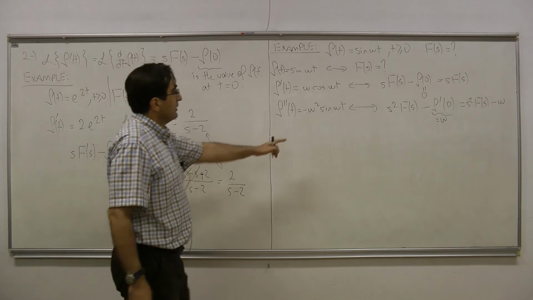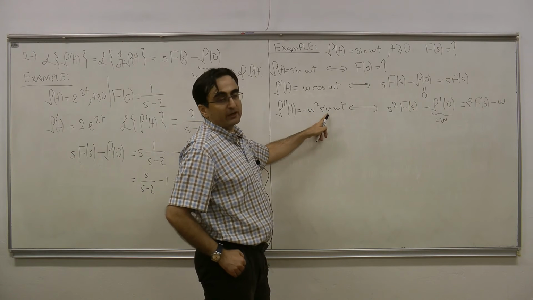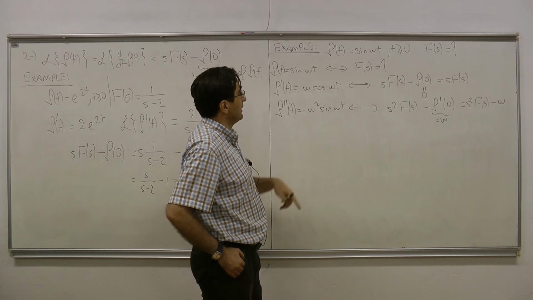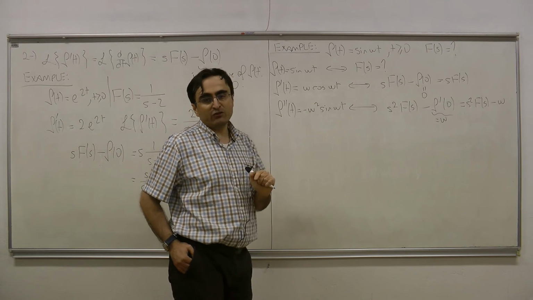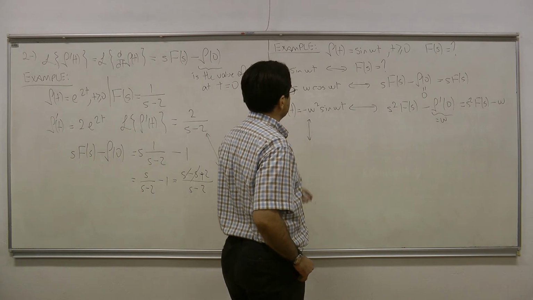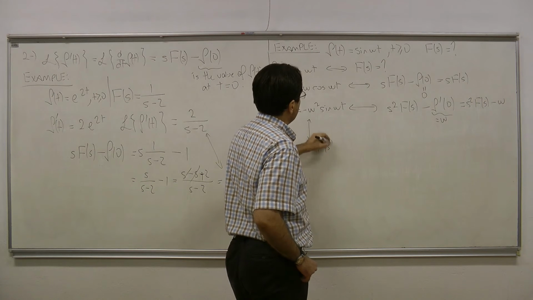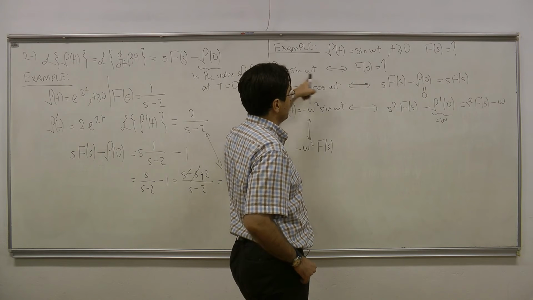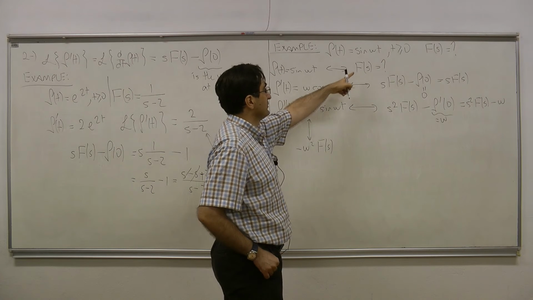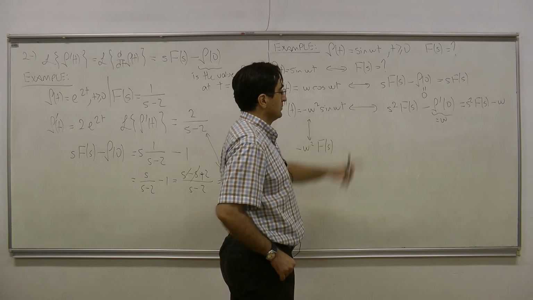But I know that this function is nothing but minus omega square sine omega t. So this is a constant with respect to t times the sine function. So its Laplace transformation, according to the linearity property, is going to be minus omega square F of s. The Laplace transformation of sine is capital F of s, and this is minus omega square times f of t. As a result, the Laplace transformation of this thing should be minus omega square times F of s.